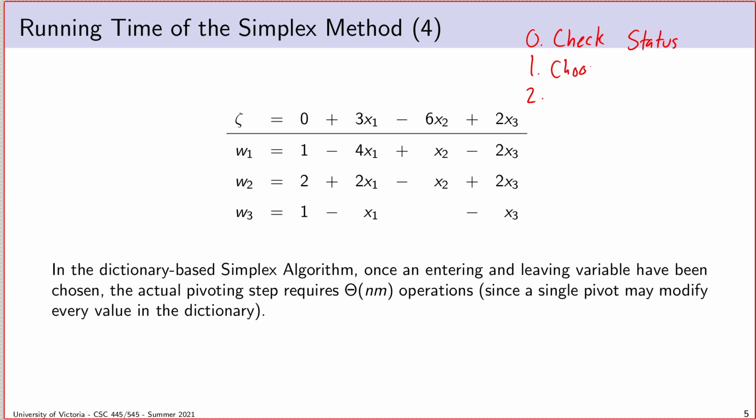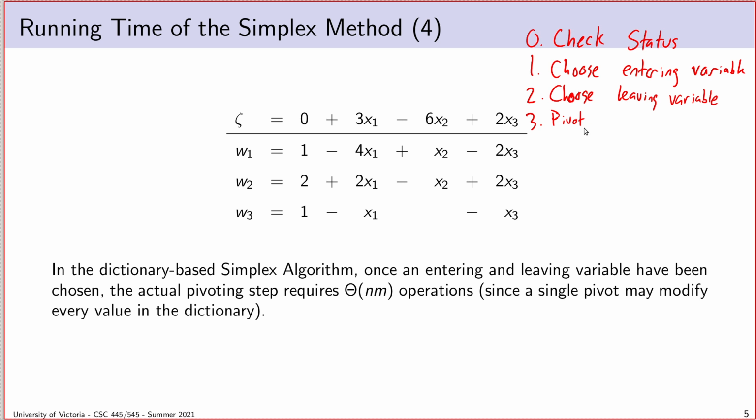Then I choose my entering variable. And then based on the choice of entering variable, I have to choose my leaving variable. As I said, really steps 1 and 2 are the same step. I would argue that they're both the same phase of the algorithm. And then finally, we actually perform the pivot. We modify the dictionary based on putting the entering variable in the basis and taking the leaving variable out. So 4 pieces.